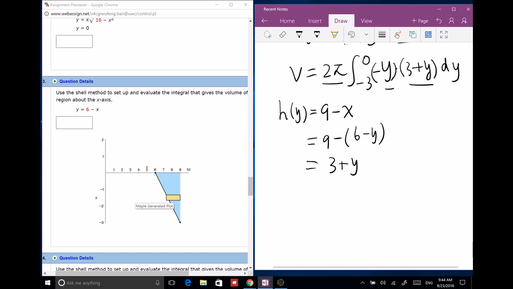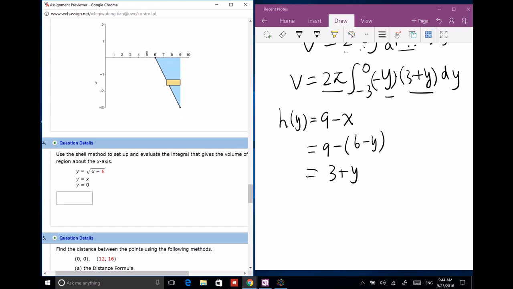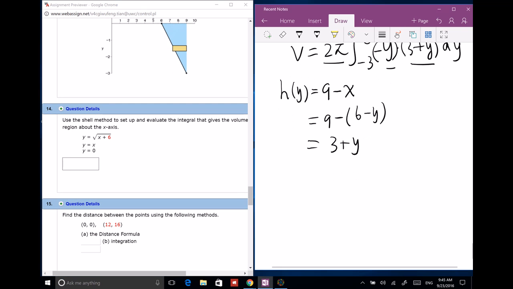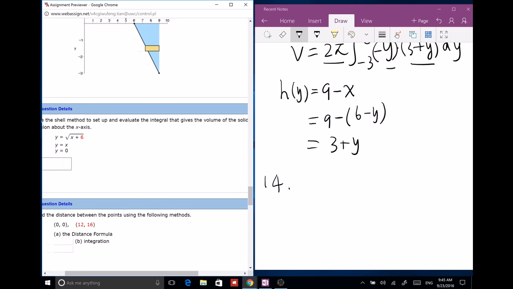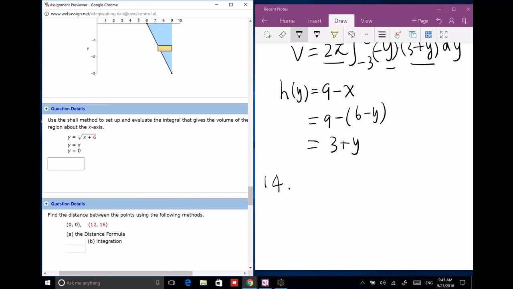Alright, so then we move on to the next one, 14. Use the shell method to set up the integral that gives the volume of the solid generated by revolving the plane region. So the picture is like y equals the square root of x plus 6. And the square root of x is like this. That's the square root of x.